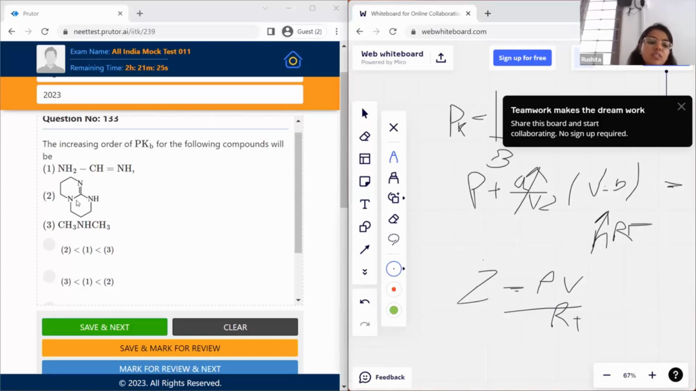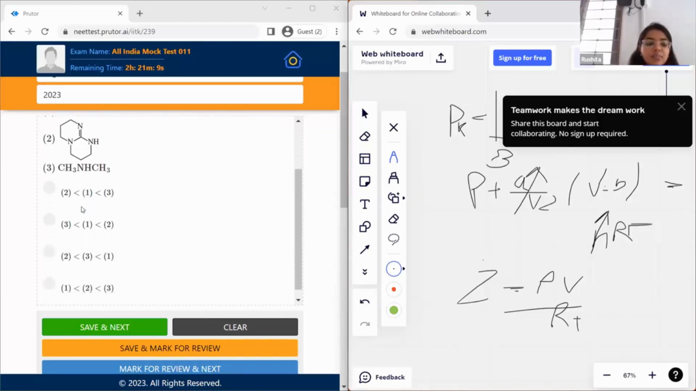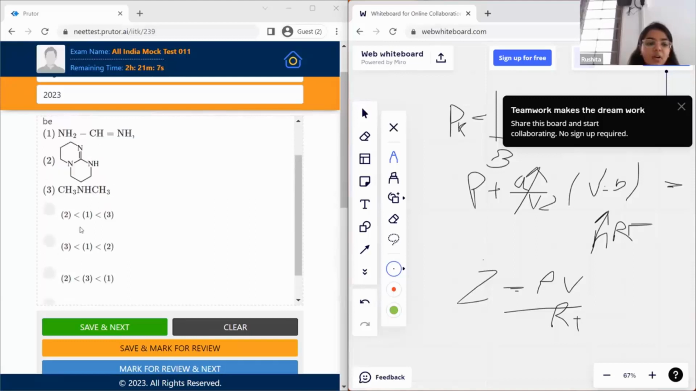Here the most resonance structures would be in the second structure, because the double bond can go to this ring, it can travel to this ring also. So 2 will have the maximum basicity, means the least pKb. So here the least pKb is this or this. So 1 or 3 would be the correct one.